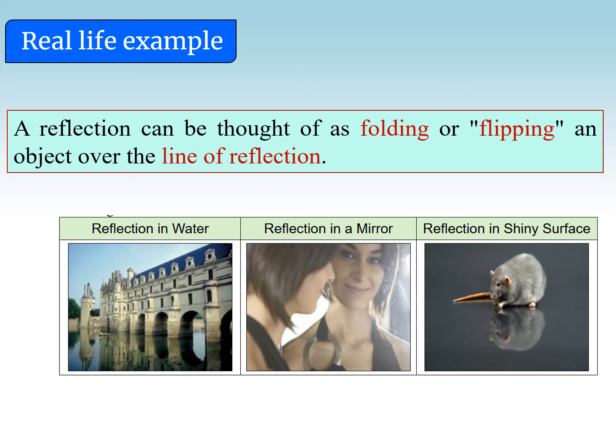In real life, we have examples of reflection. A reflection can be thought of as folding or flipping an object over the line of reflection. We have reflection in water, reflection in a mirror, and reflection in a shiny surface.